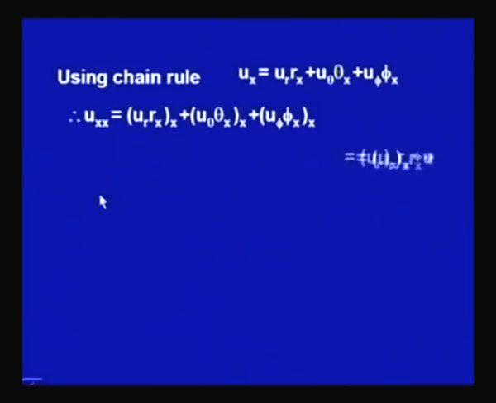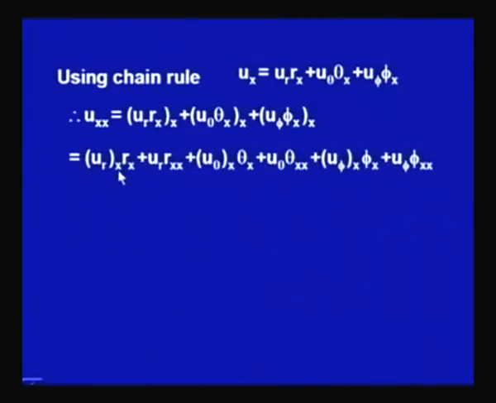Again, if I have to find out the second derivative with respect to x, in a similar manner we could write it out, that is the derivative of u r r x with respect to x, u theta theta x with respect to x and u phi phi x with respect to x. Using the product rule, we could write it as the derivative of u r with respect to x into r x plus u r r x x, plus the derivative of u theta with respect to x into theta x, and then u theta into the derivative of theta x with respect to x, that is theta x x. Similarly, the derivative of u phi with respect to x multiplied with phi x, and then u phi into the derivative of phi x with respect to x, that is phi x x.